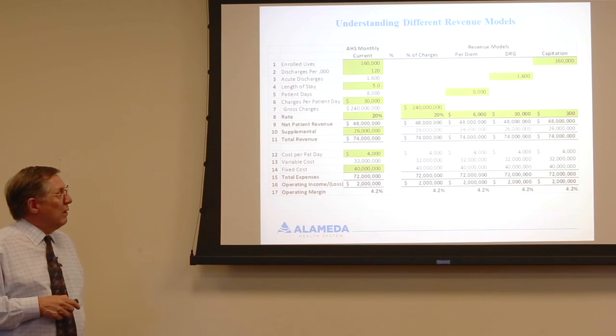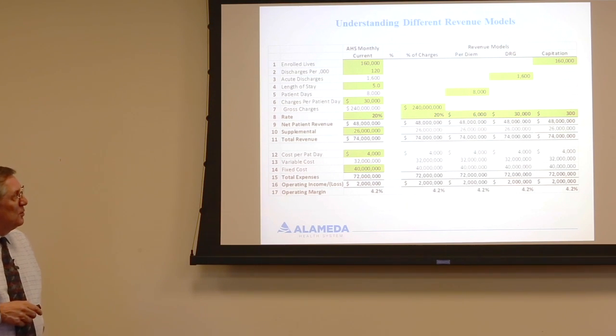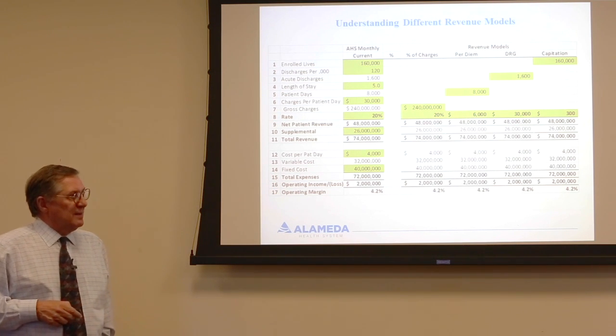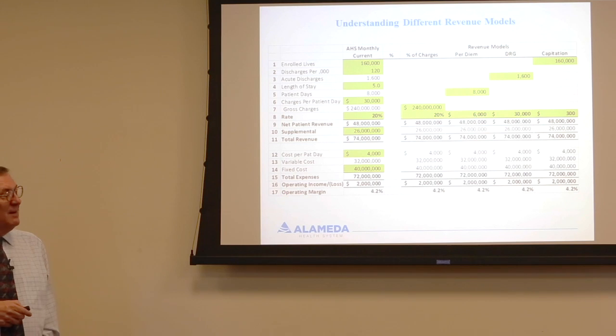Okay. Or we're not going to pay you on days, we're going to pay you on discharges, DRGs. Well, you have 1,600 of those, we'll pay you $30,000 a discharge. $48 million. Or just capitate. Just take responsibility for all of those people. We'll pay you $300 per person per month.